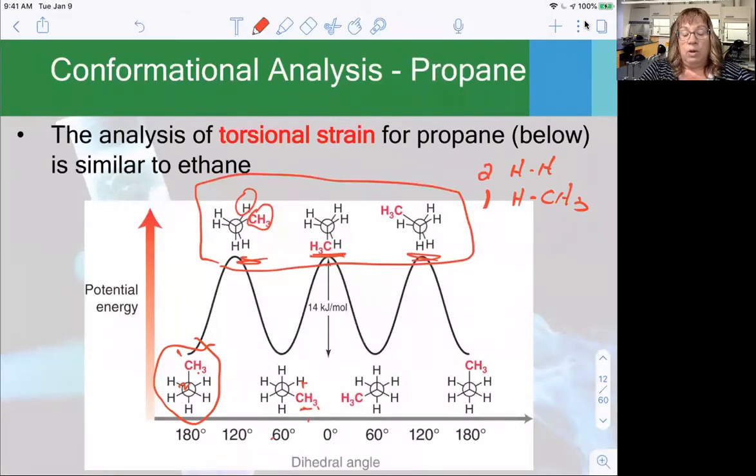Now, this hydrogen-methyl interaction is going to be higher energy, because the methyl is larger and takes up more space. It's going to run into those hydrogens more than if I had just the hydrogen-hydrogen interaction. Here's hydrogen-hydrogen, 2 small atoms. Here's methyl-hydrogen, where I've got this whole group interacting with my hydrogen. So this hydrogen-methyl interaction is much larger in terms of energy.